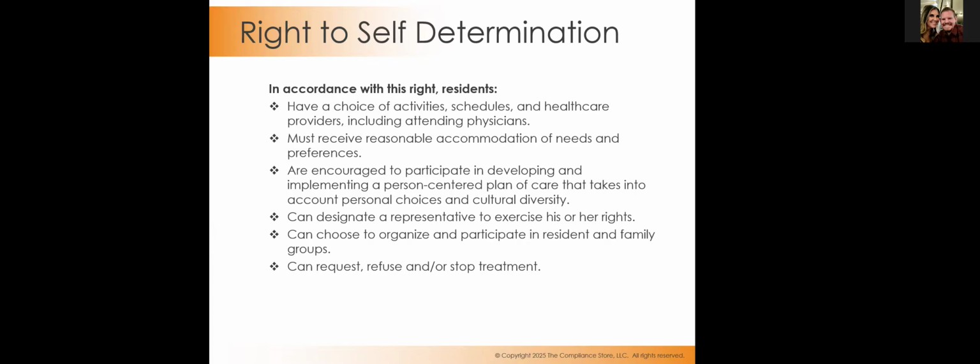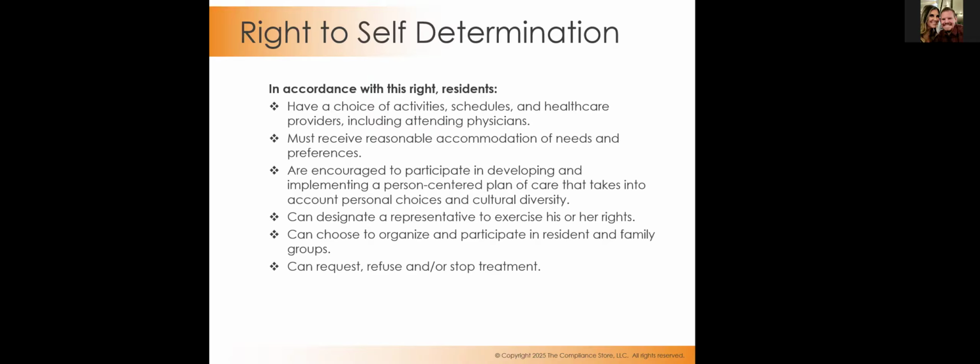As far as activities are concerned, we have an activities director whose job it is to find and place patients in appropriate level activities. We're not going to take a patient who's bedbound on a walk outside. We have to find things that match their abilities based upon their care plan. And that's what we see here. They must receive reasonable accommodation of needs and preferences.